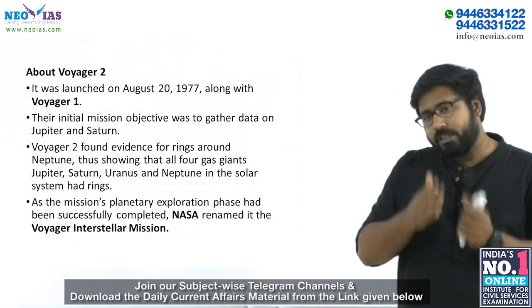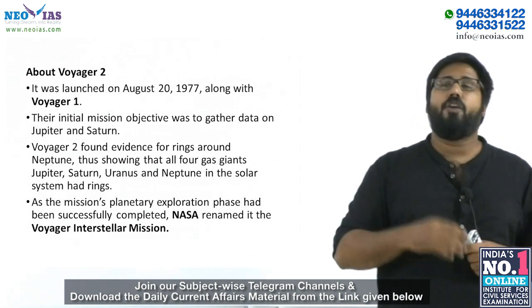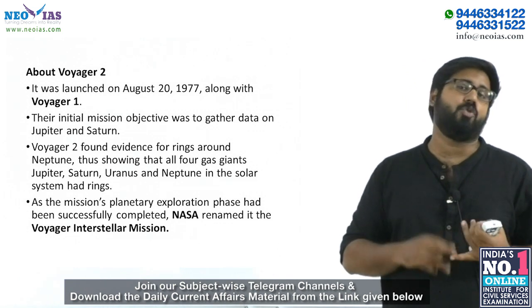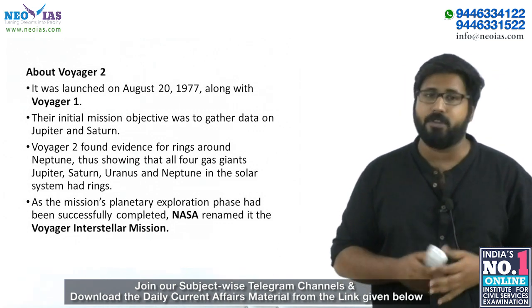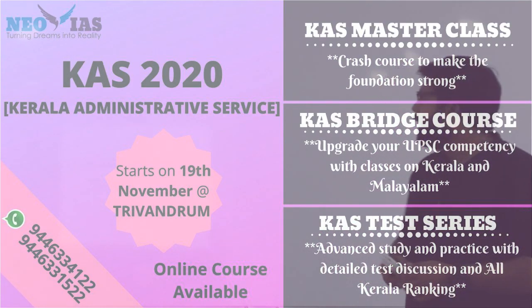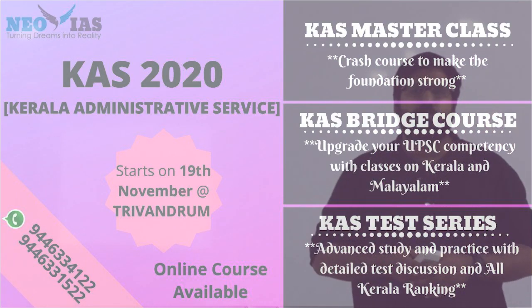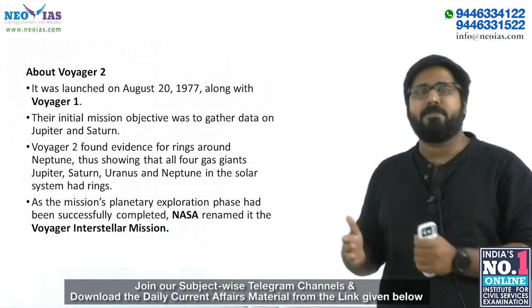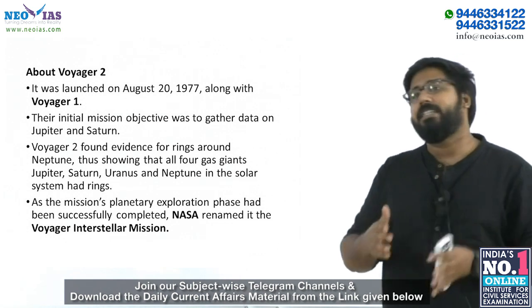It was Voyager 2 that found evidence of rings around Neptune, showing that all four gas giants, that is Jupiter, Saturn, Uranus and Neptune, have rings. As the mission's planetary exploration phase was successfully completed, NASA renamed the Voyager mission the Voyager Interstellar Mission.